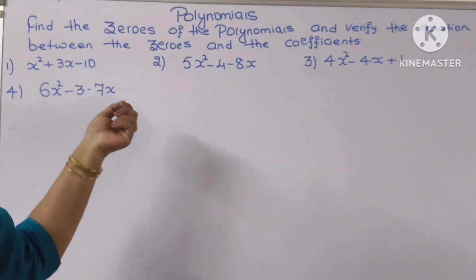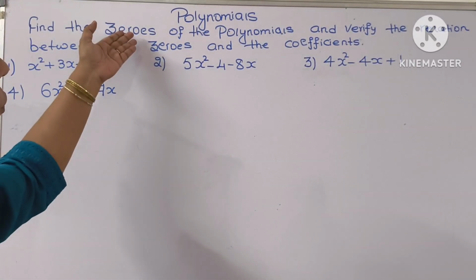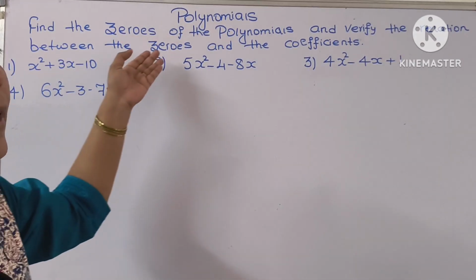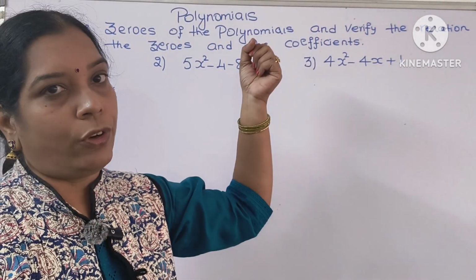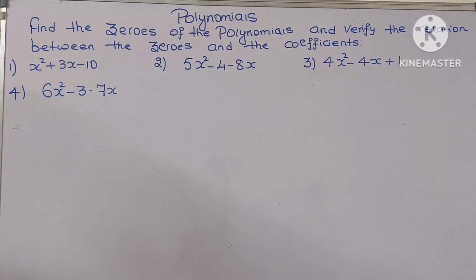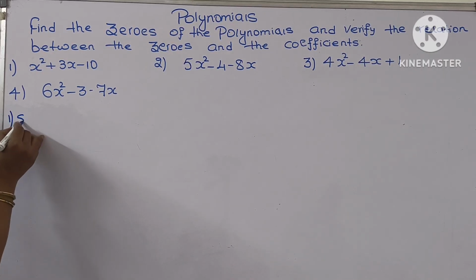Let us do the first sum. What is the first sum? They are asking us to find the zeros of the polynomials as well as to verify the relation between the zeros and the coefficients. Okay, let me do one sum. Let me take the first sum.